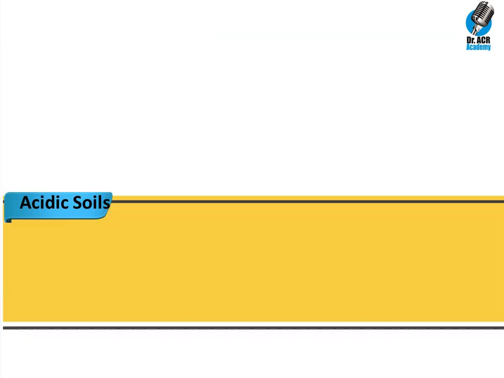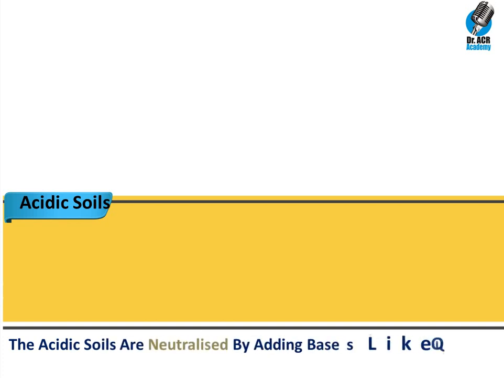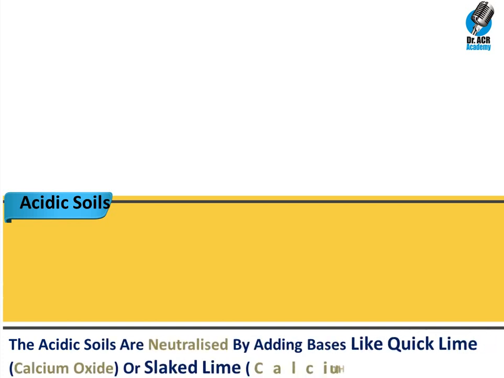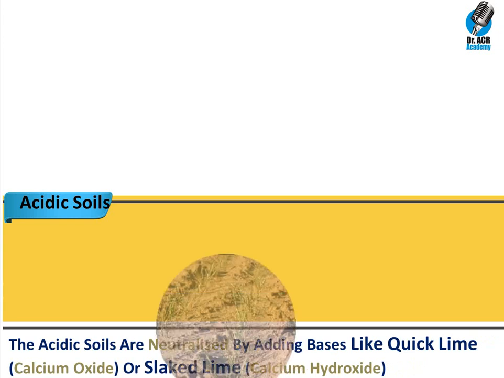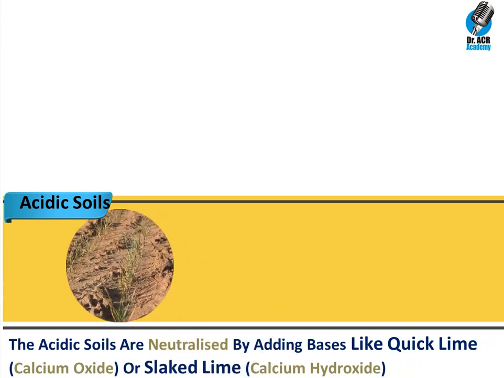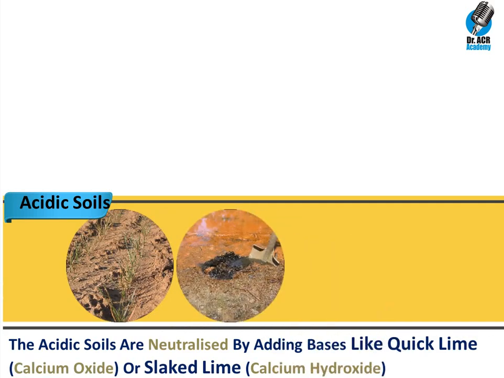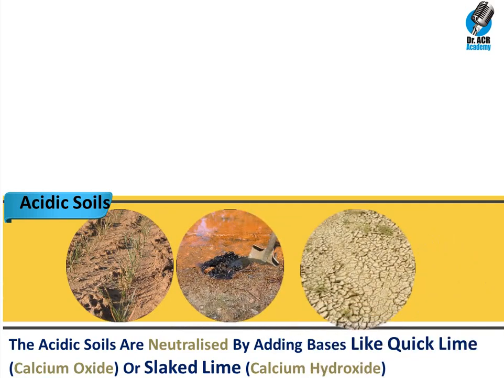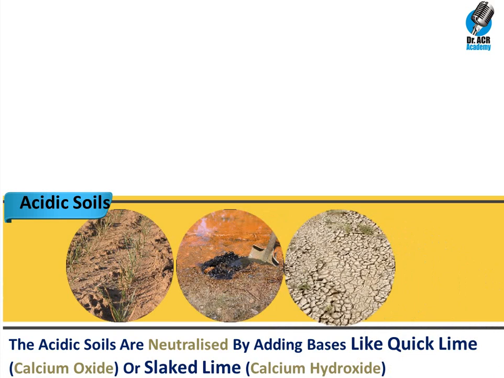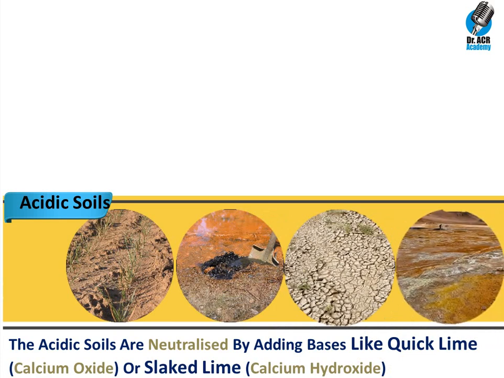Acidic soils are neutralized by adding bases like quicklime, which has calcium oxide, or slaked lime, which has calcium hydroxide. These are acidic soils and they are not good for crops to grow on, and they need to be neutralized.